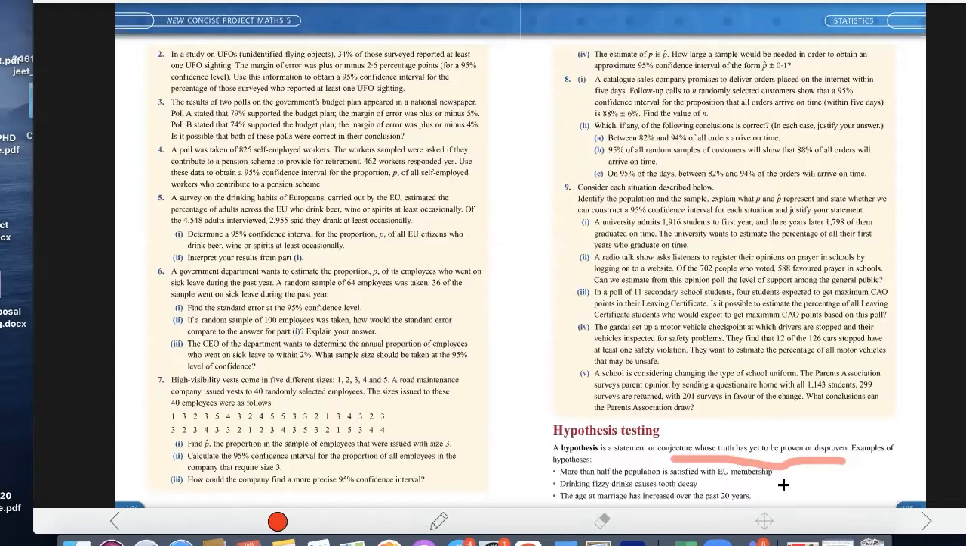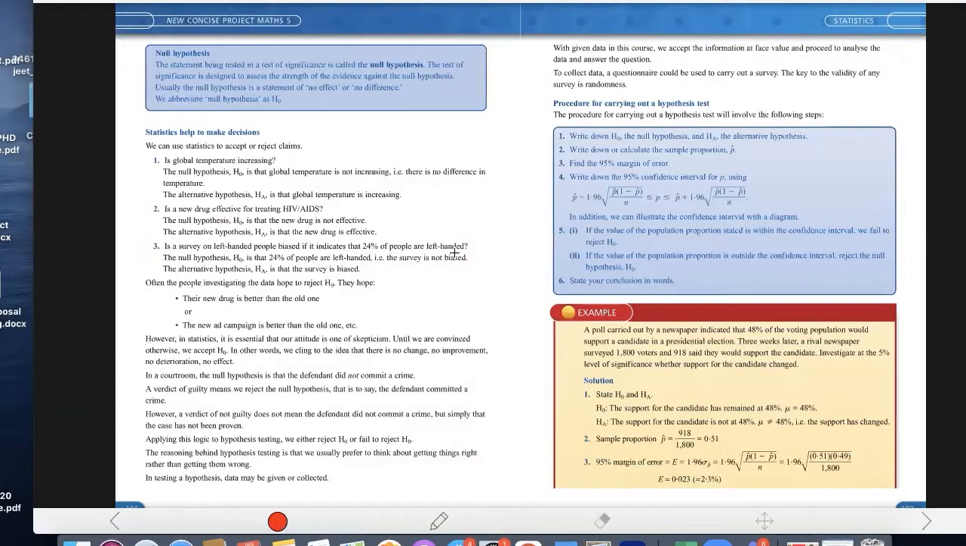They can't say that their injection is better than any other one unless they have statistical data behind it to back it up. So the statistical process of making such a statement is a hypothesis test. You hypothesize that something is true, you test your claim, you make a conclusion. And they are the steps you must do in a hypothesis test. So the first thing you do is you write down what's called the null hypothesis and the alternative hypothesis.